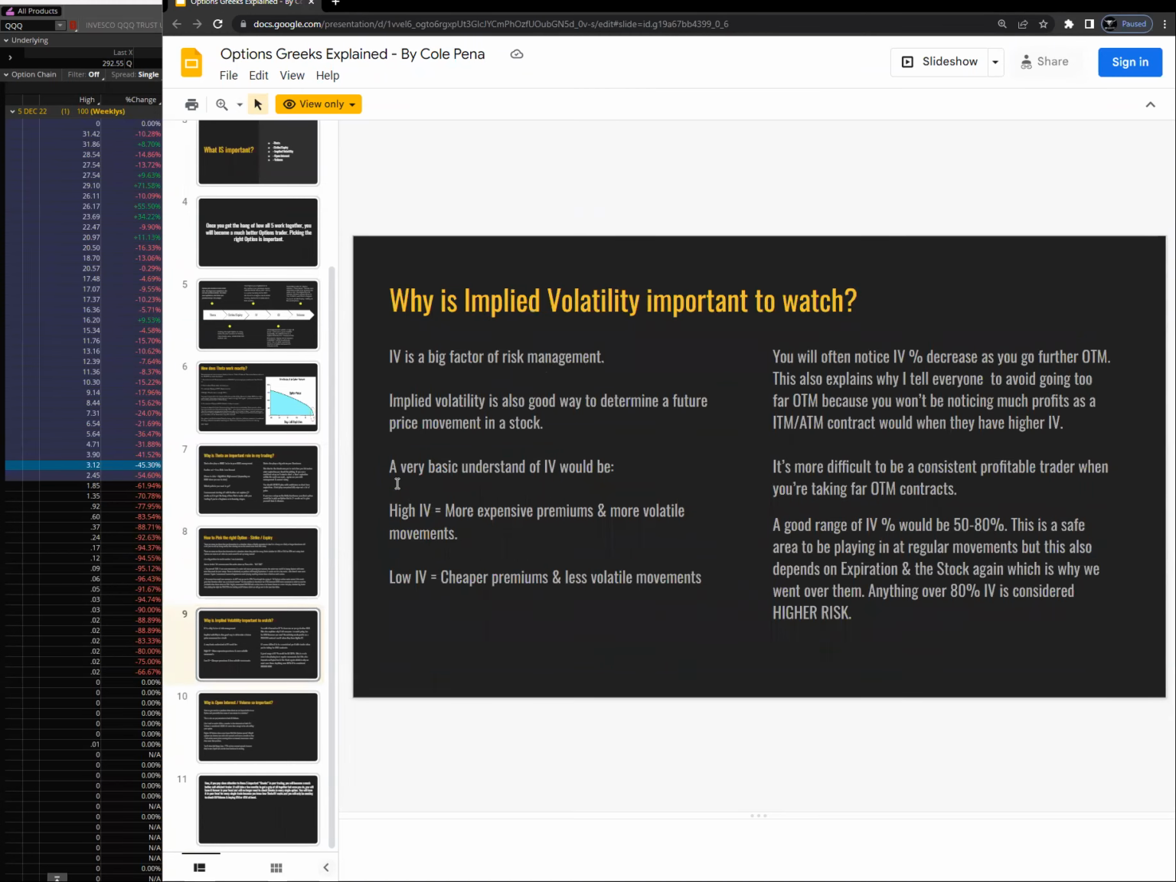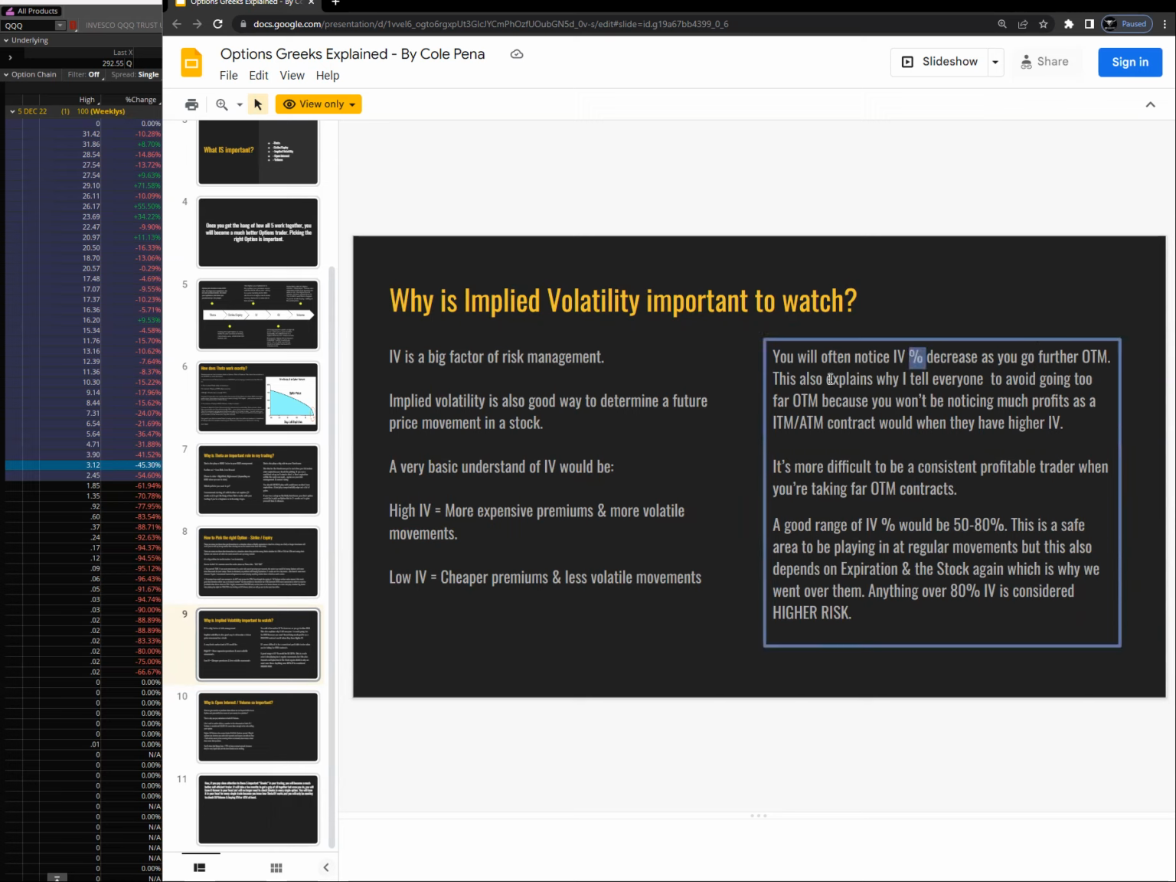Why is implied volatility important to watch? IV is a big factor of risk management. Not many people really know about this one. Implied volatility is also a good way to determine a future price movement in stock. A very basic understanding of IV would be high implied volatility equals more expensive premiums and more volatile movements. Low IV equals cheaper premiums and less volatile movements. Yes, you will often notice IV decrease in time as you go farther out of the money.